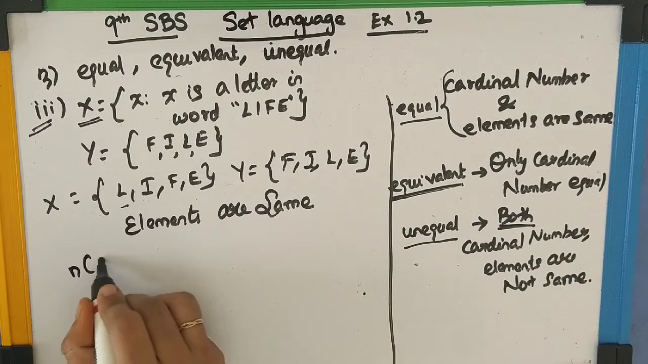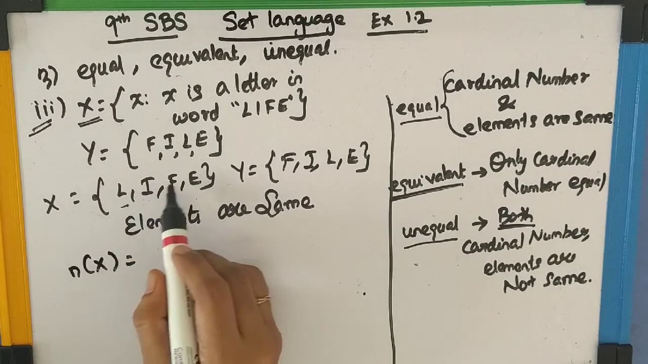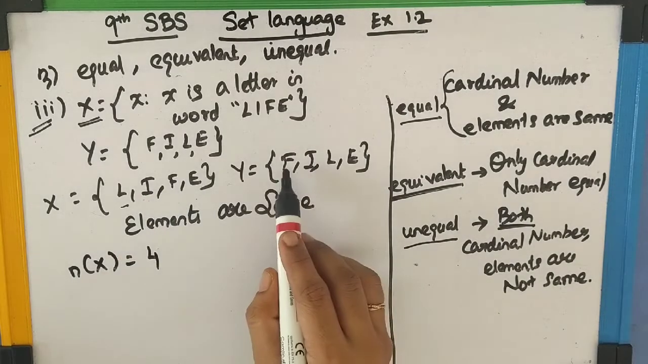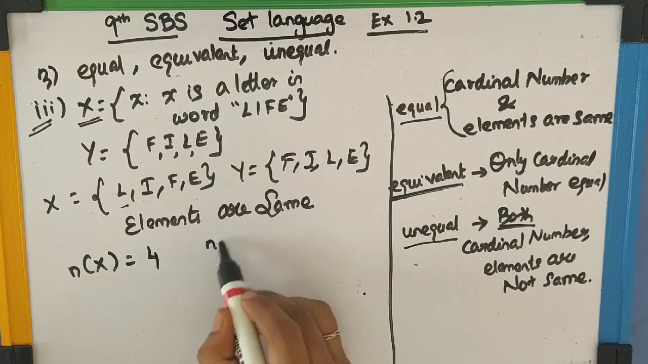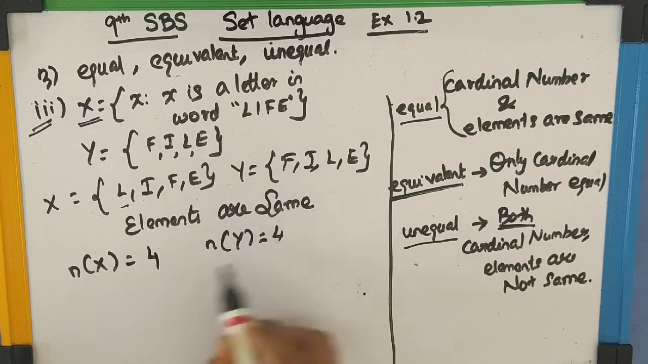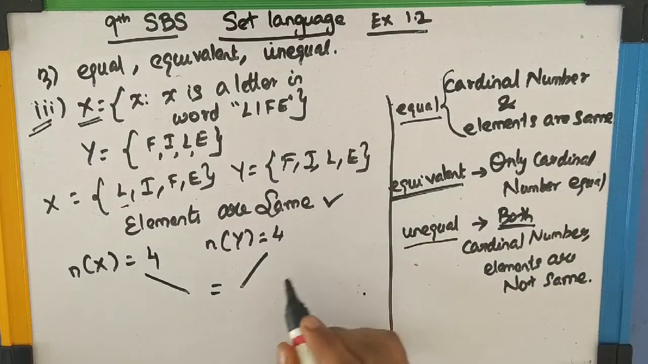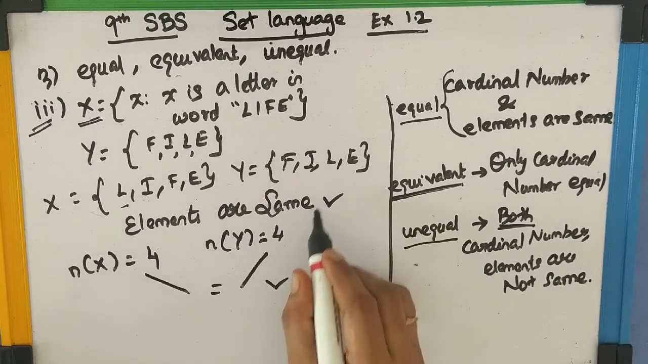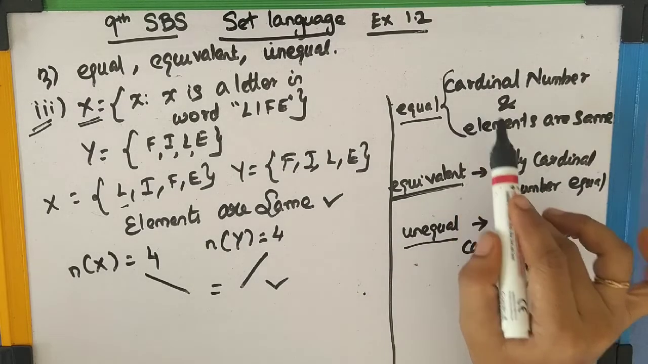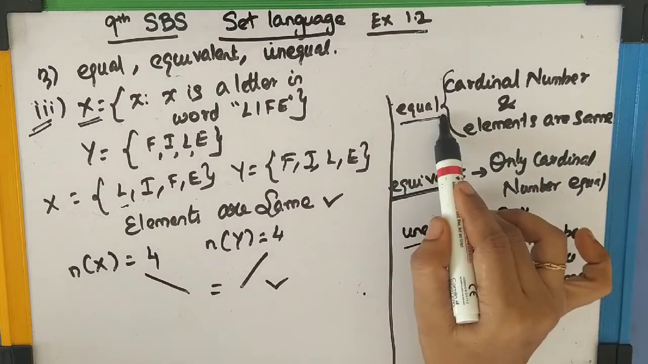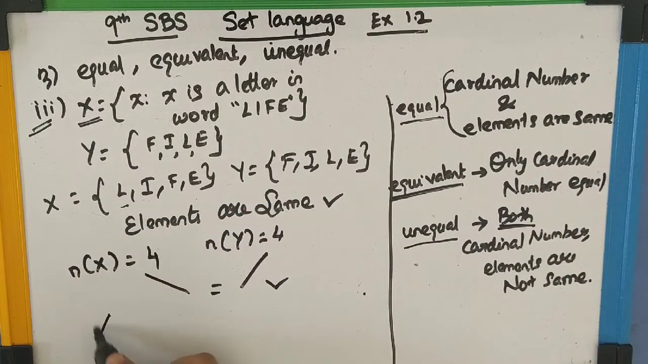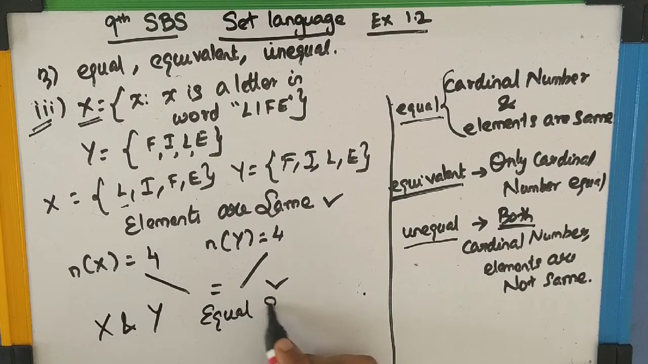Now let's check the next case. Find the cardinal number of x. X's cardinal number is 4 and the cardinal number of y is 4. So here the cardinal numbers are equal. So the first case is also equal. The cardinal number is also equal. So when the cardinal number and elements both are the same, we should consider that x and y sets are equal sets. Okay. Hope you are understanding me.